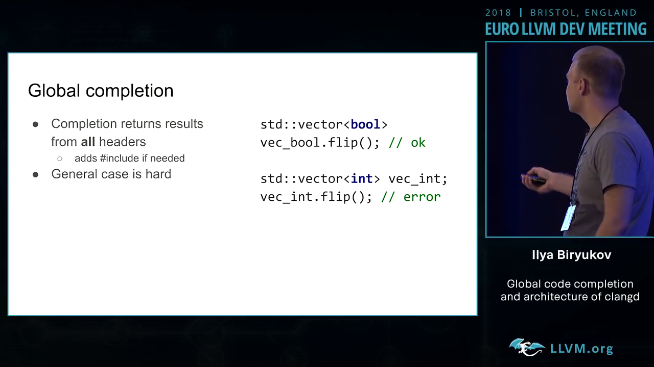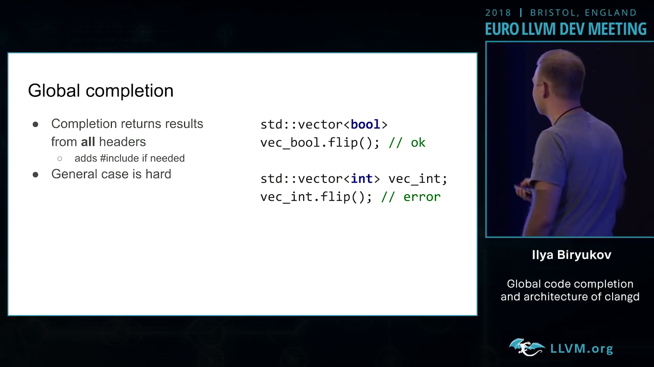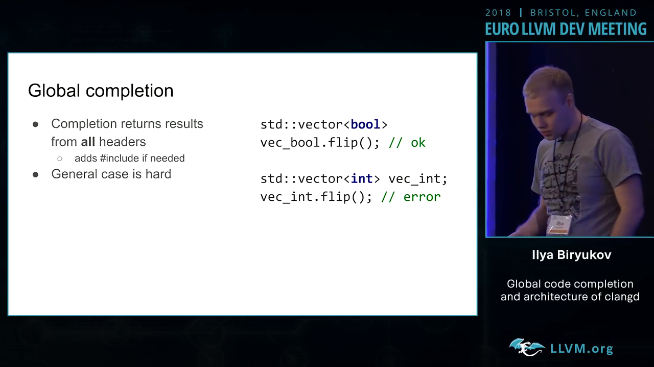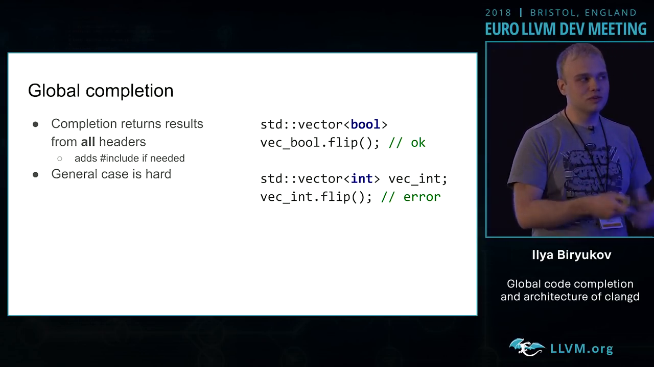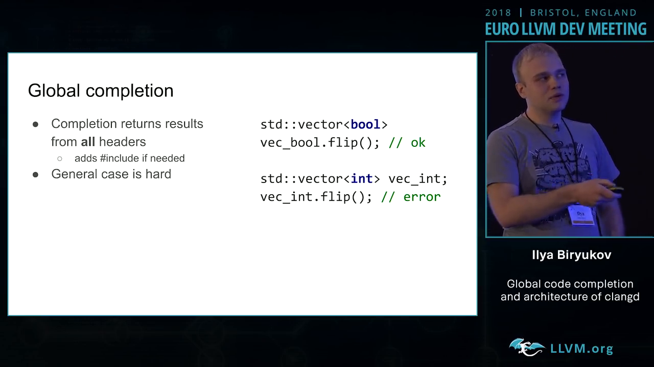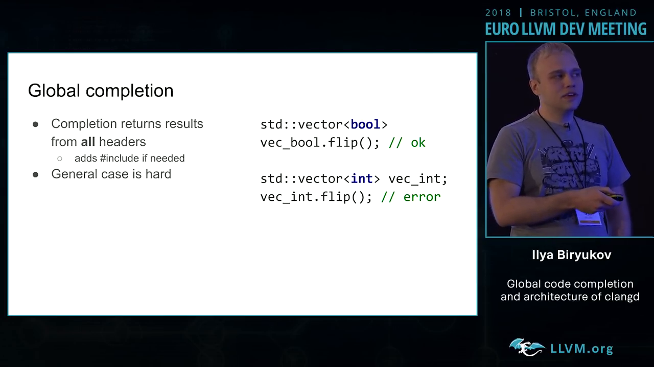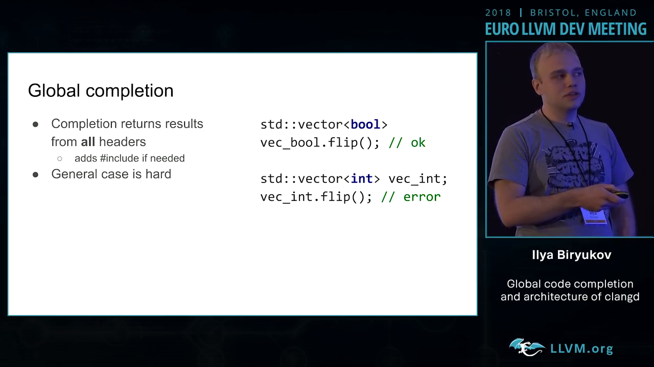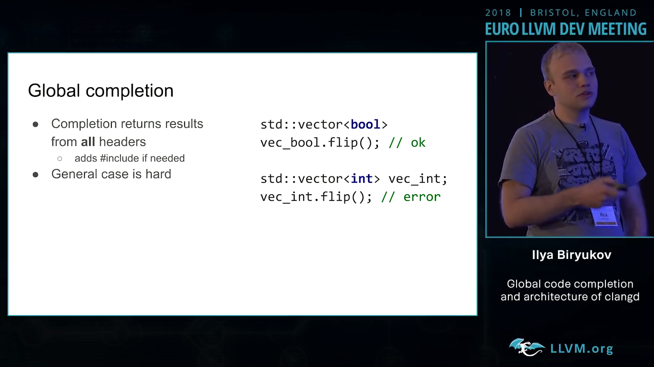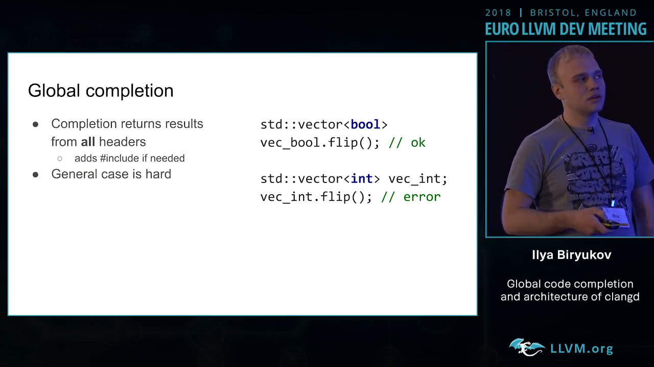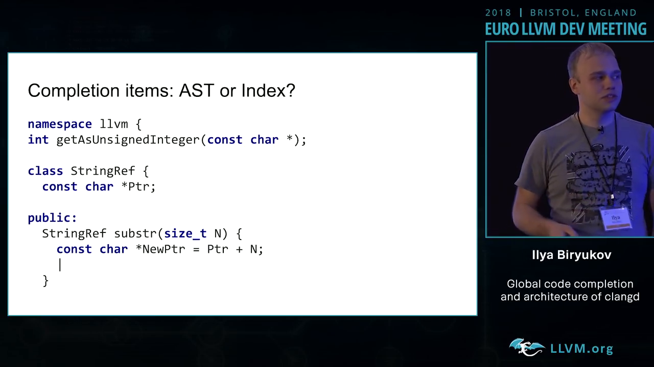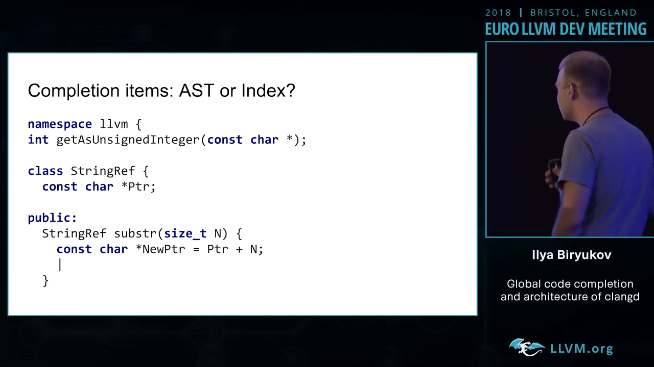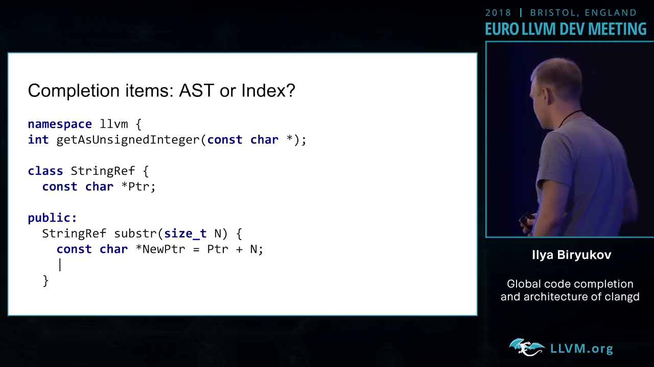But on the other hand, these things are inside classes. So you probably want to have the class definition included anyway before you use them. And if we are smart enough, then the vector include will be added when we complete here. So we don't really need to care about that case. And this will allow us to make the completion implementation substantially easier to implement on a global scale.